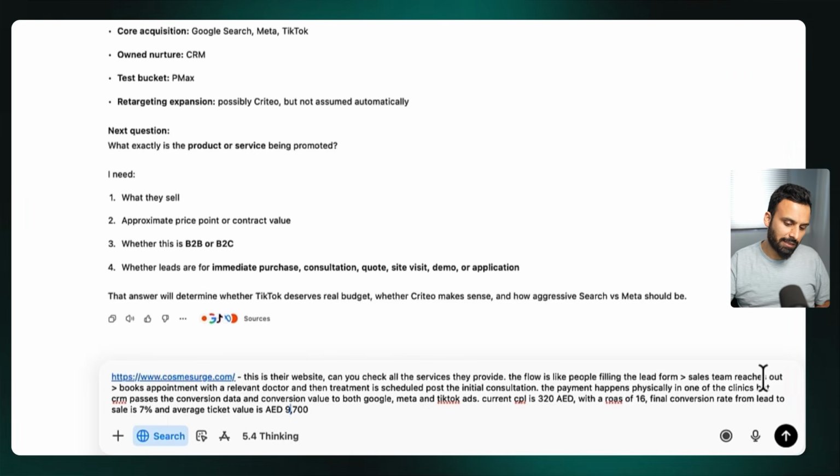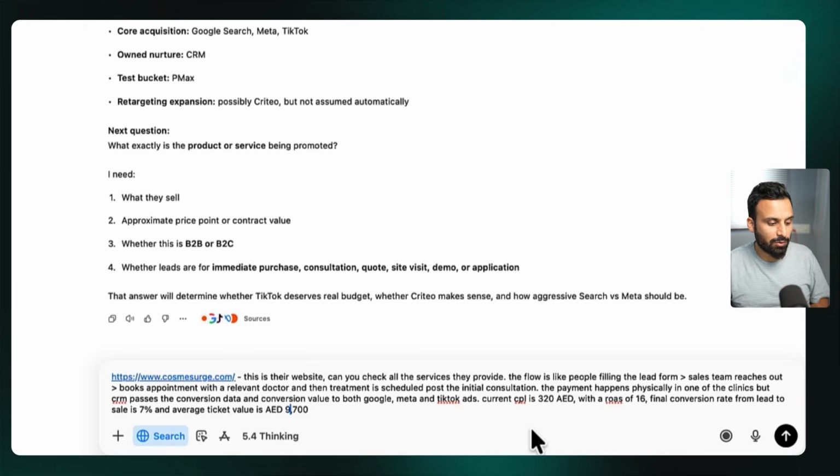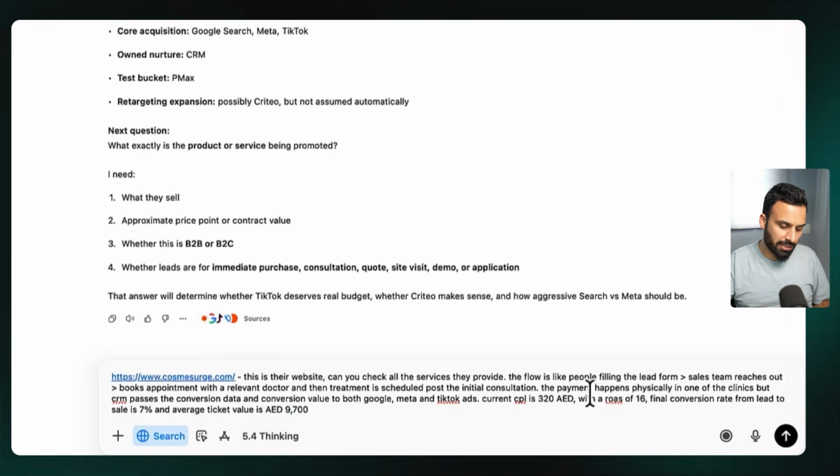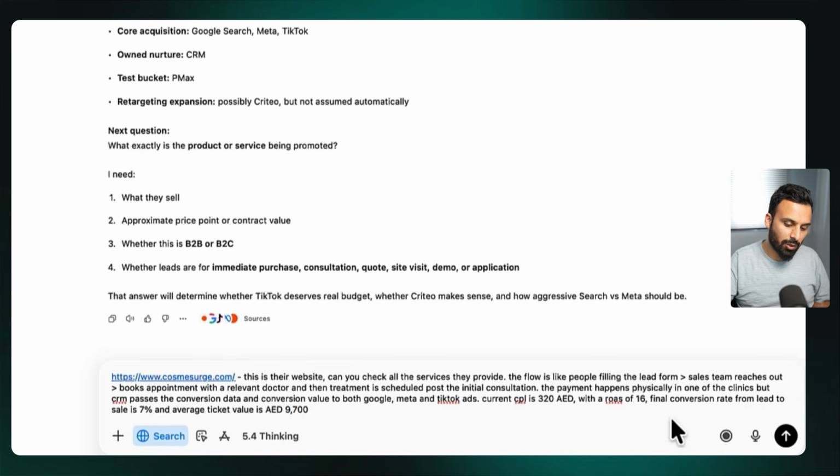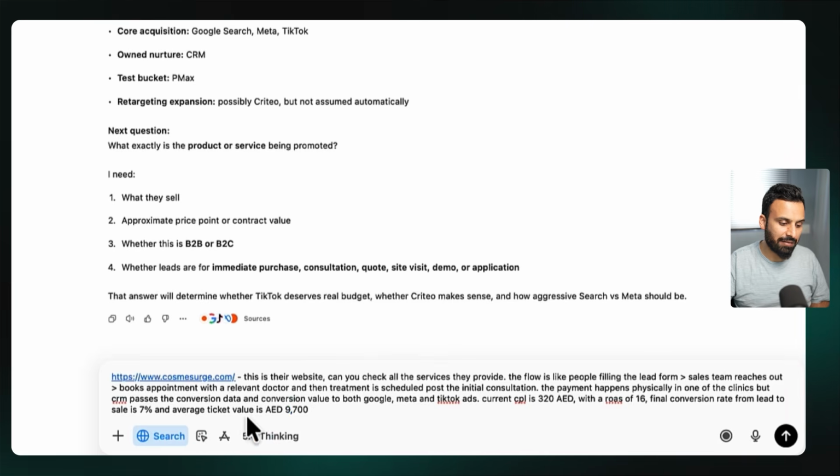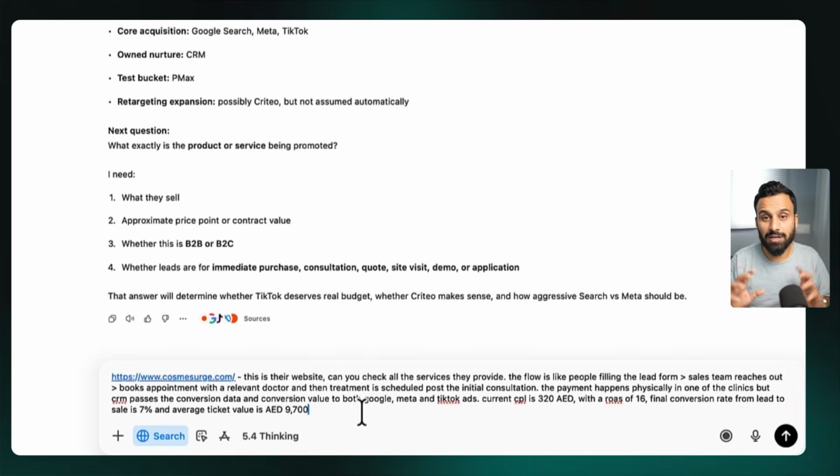The flow is like people filling the lead form, then the sales team reaches out, books an appointment with the relevant doctor and clinic, and then treatment is scheduled post the initial consultation. The payment happens physically in one of their clinics, but the CRM passes the conversion data and conversion value to Google, Meta and TikTok. Current CPL is 320 AED with a ROAS of 16. Final conversion rate from lead to sale is 7% and average ticket value is 9,700 AED. I have changed these numbers a bit for the reason of confidentiality, but here we go.